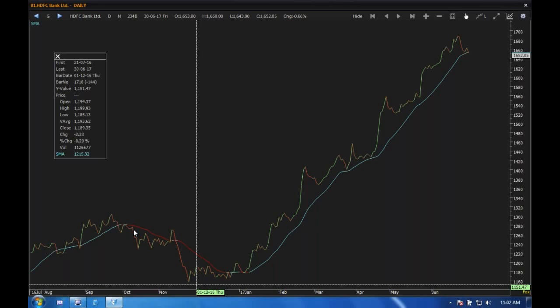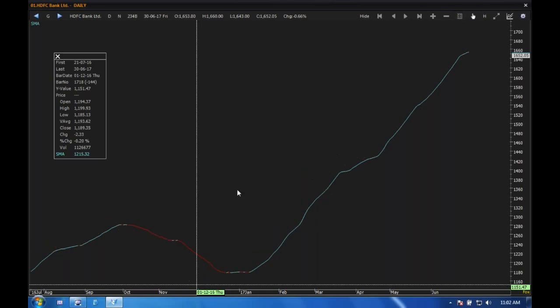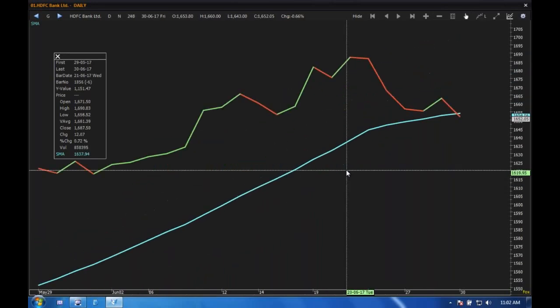The other way is you look at the slope of the moving average. Is the slope positive? Yes, that's why I changed the color of the moving average to dual color. Is the slope negative? Yes, it's negative. So downtrend. Is the slope positive? Yes. So uptrend. So either you can use the slope of the moving average or you can use the closing price.